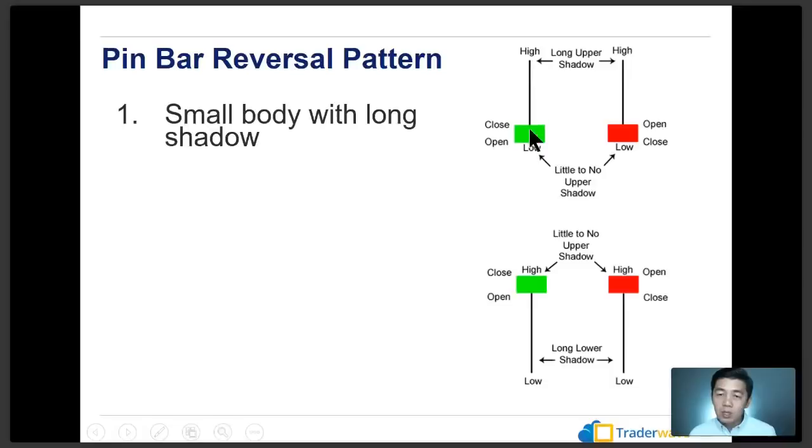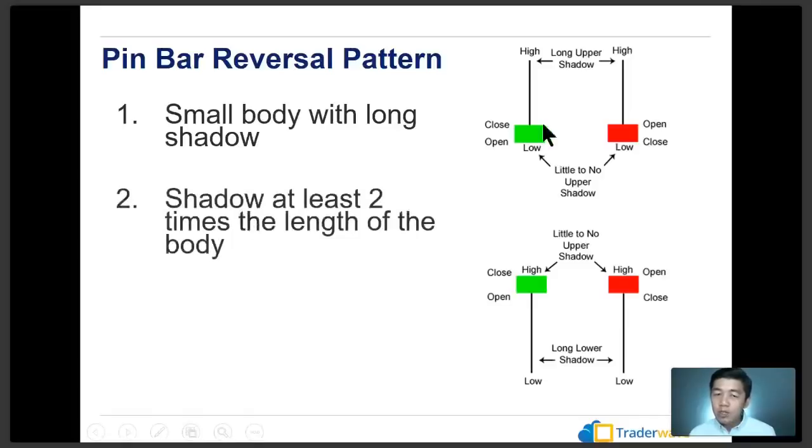As you can see over here, this is the body, which is the green part, and the body, which is the red part. Which means that for the green part, the open is lower than the close, while for the red one, the open is higher than the close. And when you have a very long shadow pointing up, that's what we call an inverted hammer, which is a type of pin bar. All right.